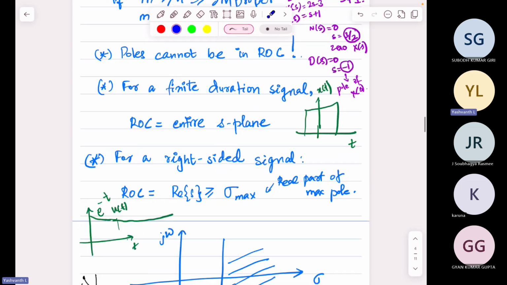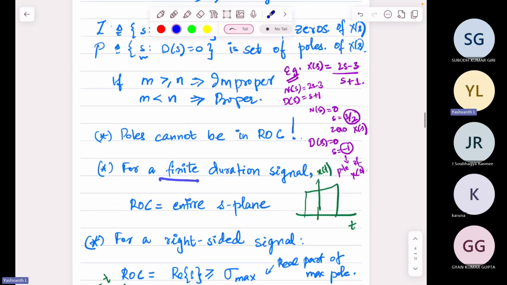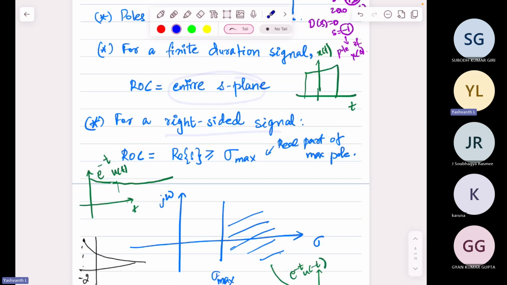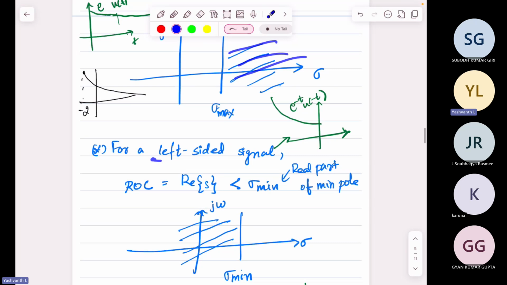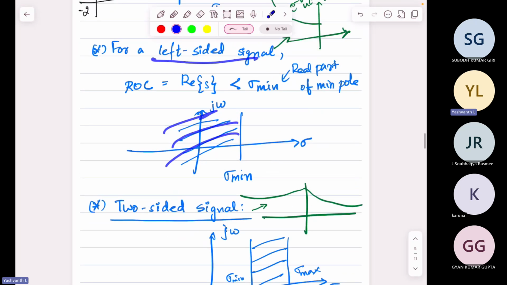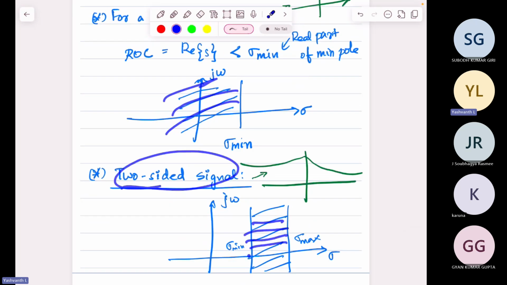So these are the four cases. First, we started with the finite duration signal, which is neither left nor right sided, because as t tends to infinity the signal value goes to 0, and similarly as t tends to minus infinity the signal value goes to 0. For this, the ROC is the entire S plane. For a right-sided signal, the ROC is only right-sided. For a left-sided signal, the ROC is left-sided. And for a two-sided signal, the ROC is not the entire S plane, it's the complete opposite. It takes only a finite strip in the S domain plane.